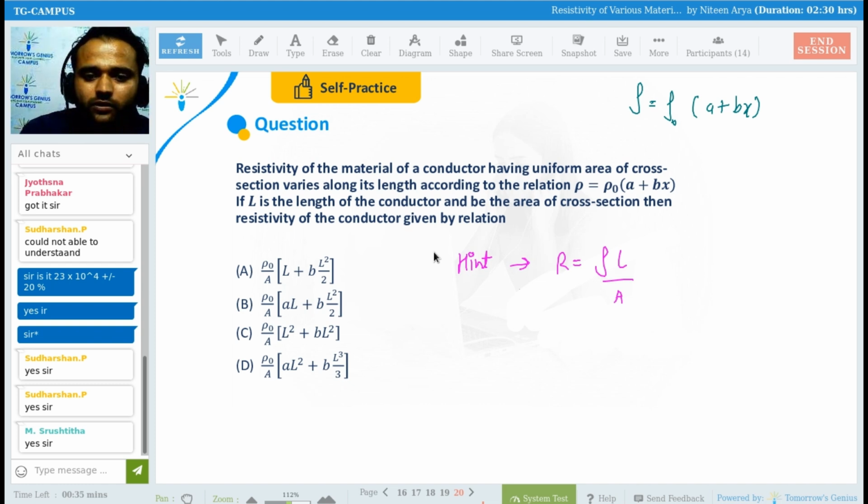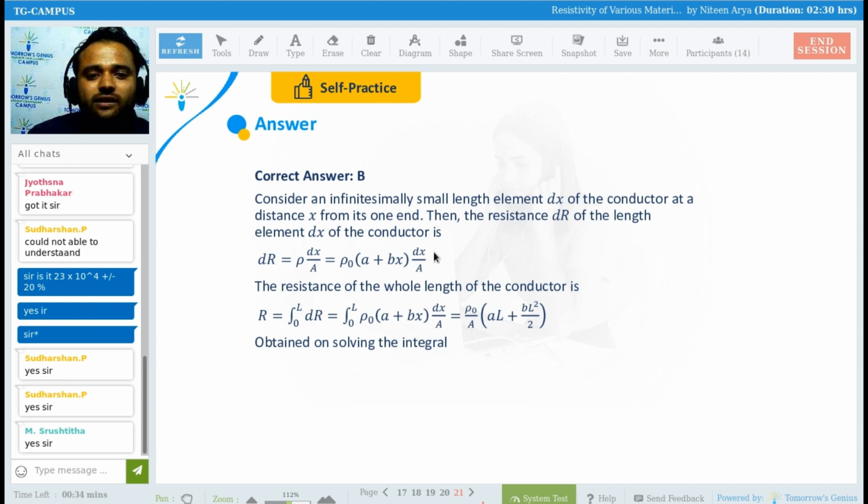Okay, so this is the hint. If you know the correct answer, then you tell me. See, Yajina tells me A, Harima says D, Dharmeshwar says C, and Sudarshan says B. So now let's see what the correct one is. The correct one is B. Don't guess it out. Here is how you need to solve it.